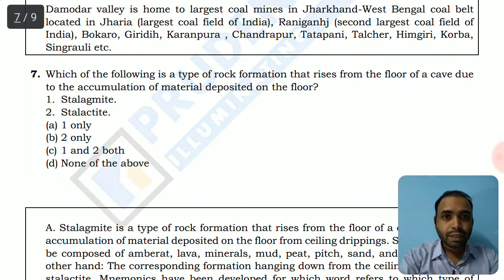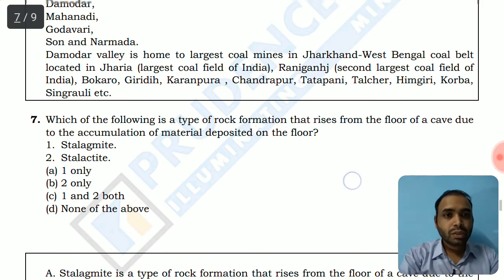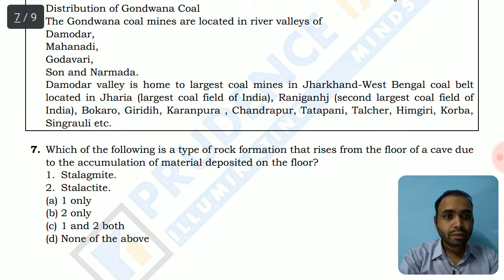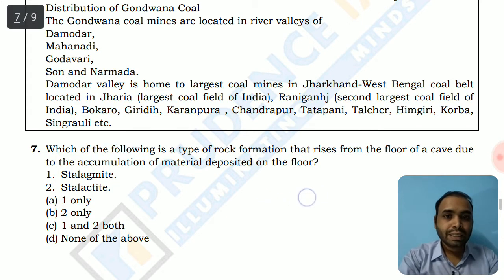Let's move on to question number 7. Which of the following is a type of rock formation that rises from the floor of a cave due to the accumulation of material deposits on the floor? So it is asking about the deposit which rises from the floor of the cave. Is it the stalagmite or stalactite? So the option would be G, that is stalagmite.